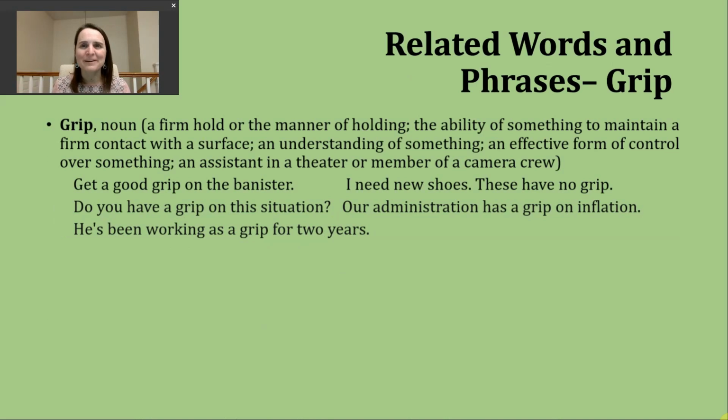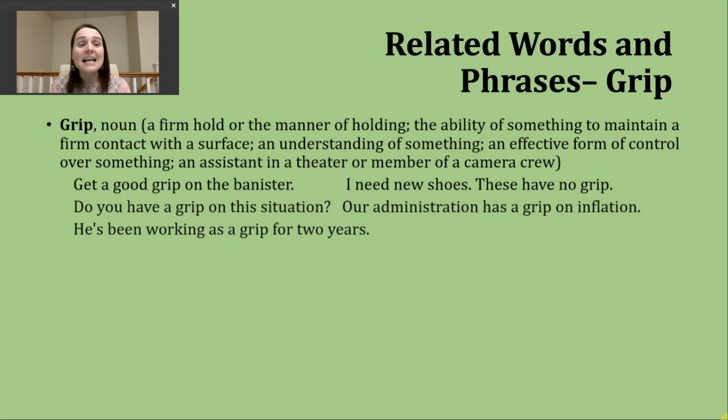But the first way you might hear the noun grip used is to refer to a firm hold of something or the manner of holding something, usually quite firmly. So an example of this might be, get a good grip on the banister, right? So think of something that's going to provide you support as you walk upstairs. So here, someone's advice, maybe the stairs are icy. So they're asking you, hold it tightly.